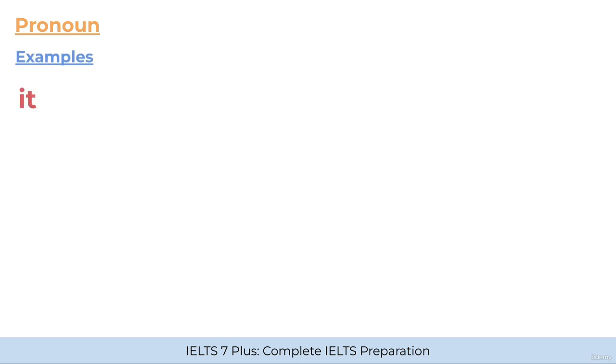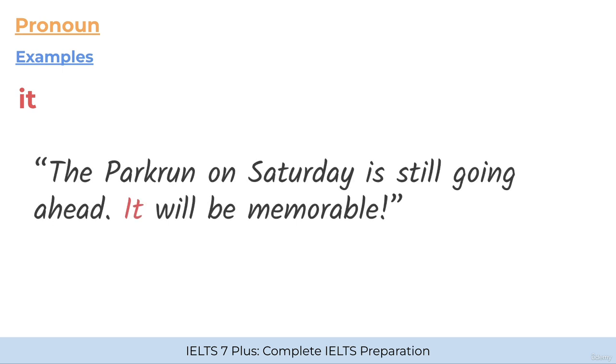Okay, another example. When we're not talking about people, we might want to use it as a pronoun. So not all nouns are people, and it can be really useful to refer to things like events, things in general, things happening. For example, the park run on Saturday is still going ahead. It will be memorable. So it referring to the park run here. And the park run is a specific event. That's why it's capitalized here.